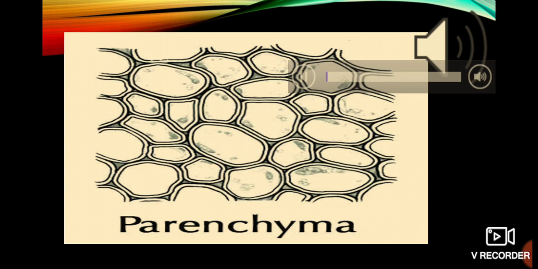This slide shows you the parenchyma cells. As you can see, these are large and globular in structure. Now parenchyma is again of varied types. Like one is chlorenchyma. Chlorenchyma is a type of parenchyma tissue which takes part in the process of photosynthesis.